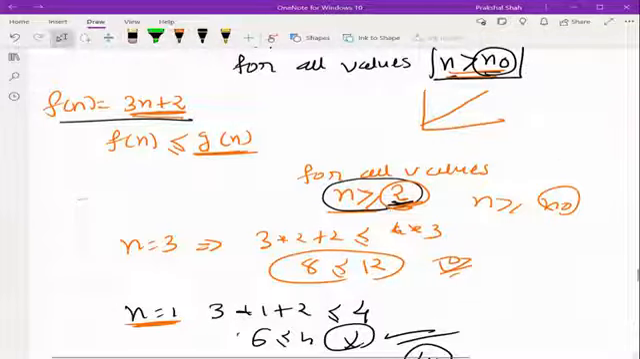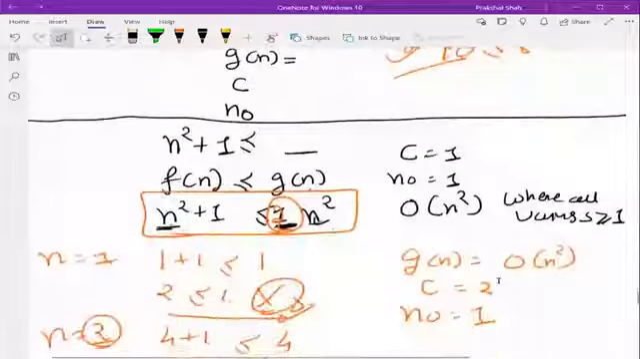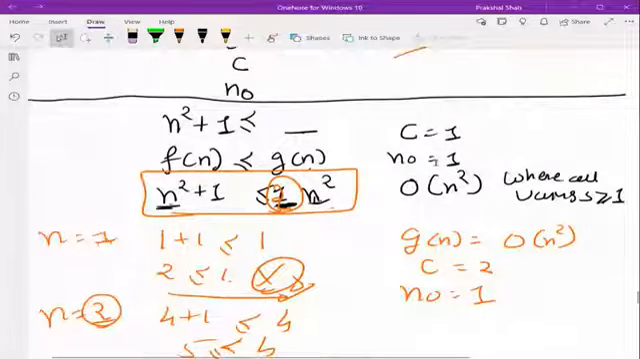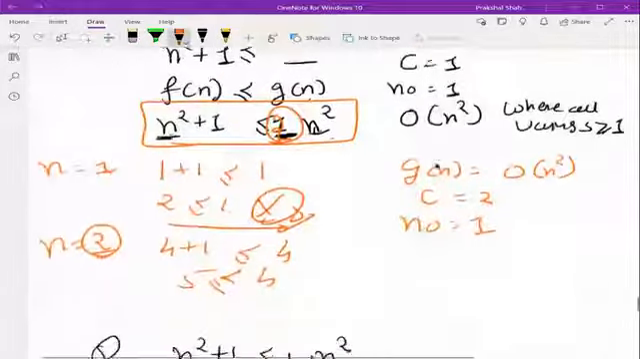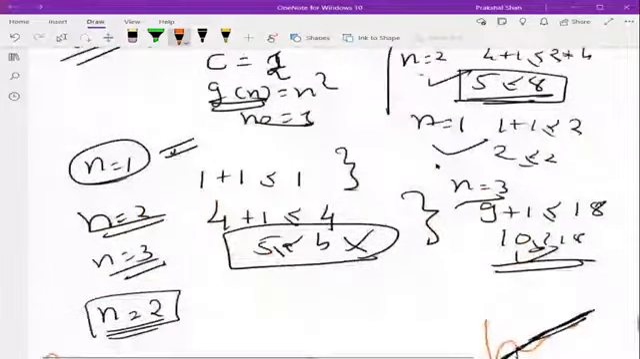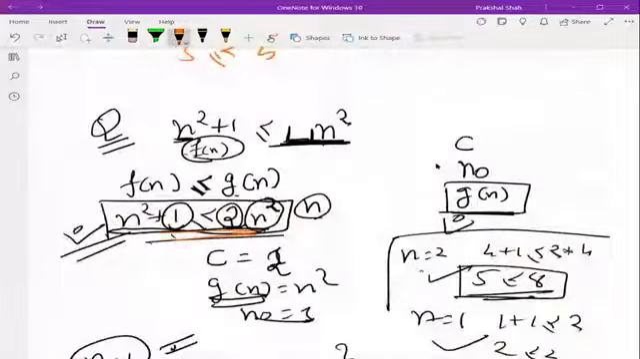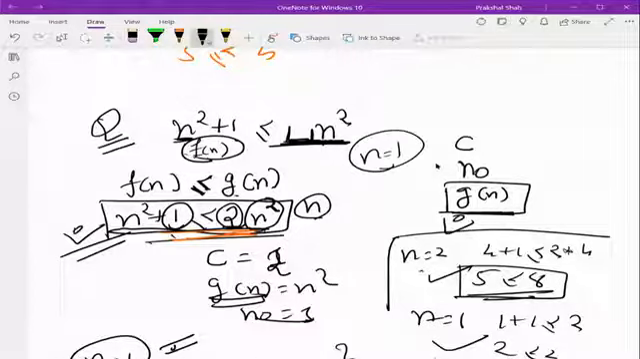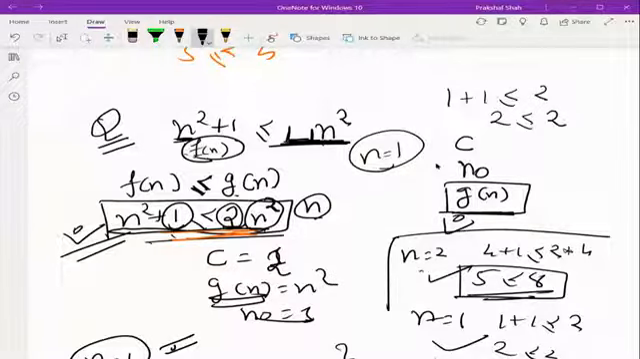For n equal to 0 it is 1, for the next problem. For the next problem, see here, what was our solution? Our solution for this is 2n square, right? So if you see here, for n equals 1, what will be our case? 1 plus 1 is less than or equal to 2. So 2 is less than or equal to 2, right?